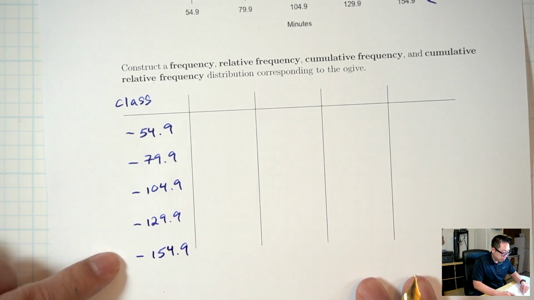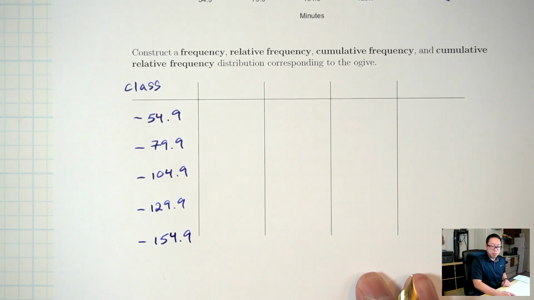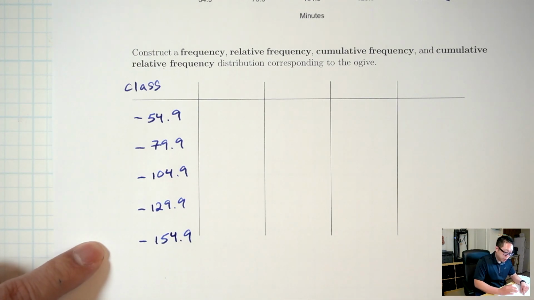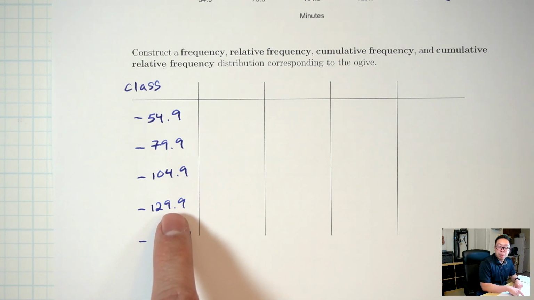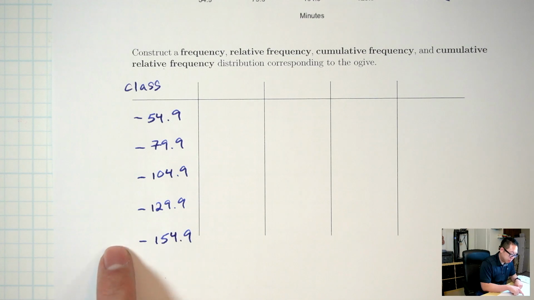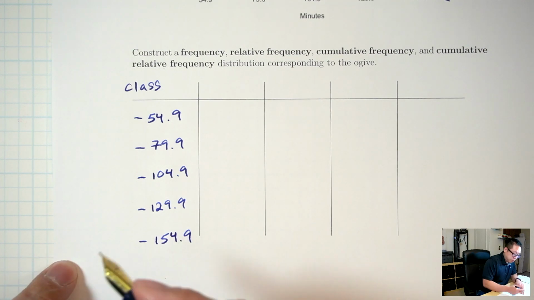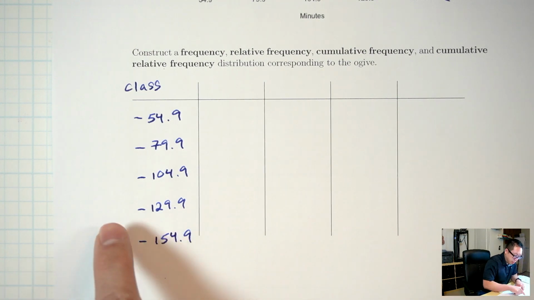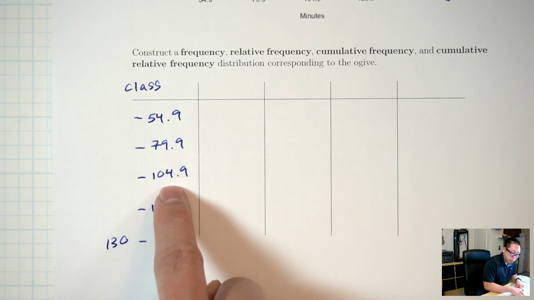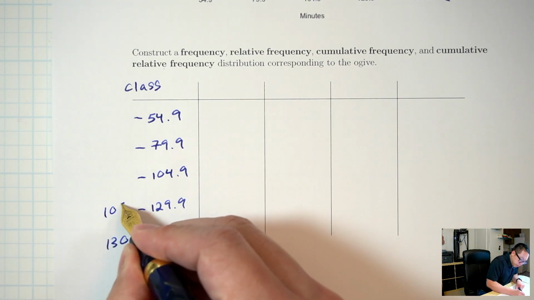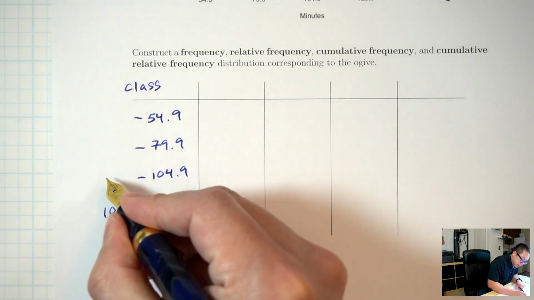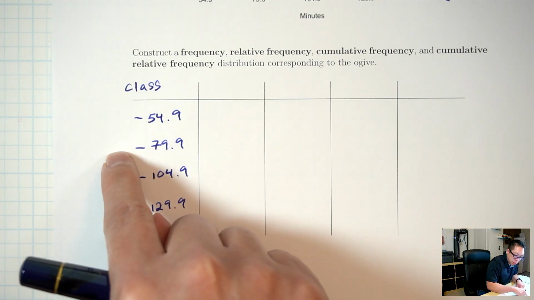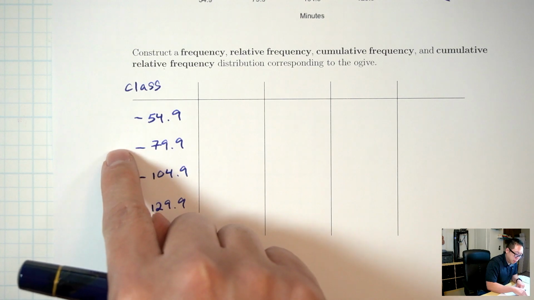And then the question now is, how do I find my lowers? I think it's easiest for this one to start at the bottom. So this lower should come right after 129.9. What number is right after 129.9? 130. This lower should come right after 104.9. What number is right after 104.9? 105. This number should come right after 79.9. That's 80. This number is right after 54.9. That's 55.